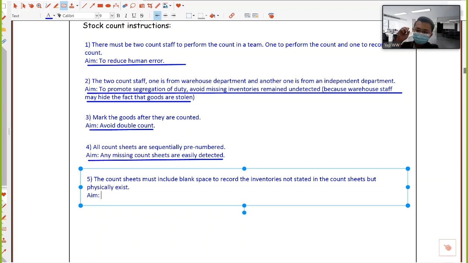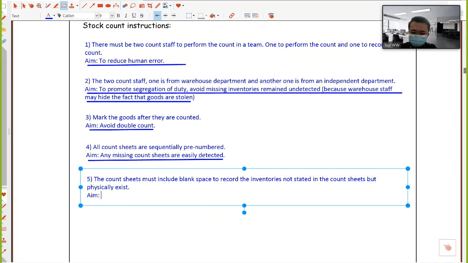So let's say in one A4 paper, in the count sheets you have the book quantity, you have the goods with the description. You don't print for the full page. You print for half page only, so the other half page is empty. When the count staff go and perform the count, they see some inventory. This one, what item is this? They look into the count sheets, they don't have it. And then they will record it somewhere in the blank space.